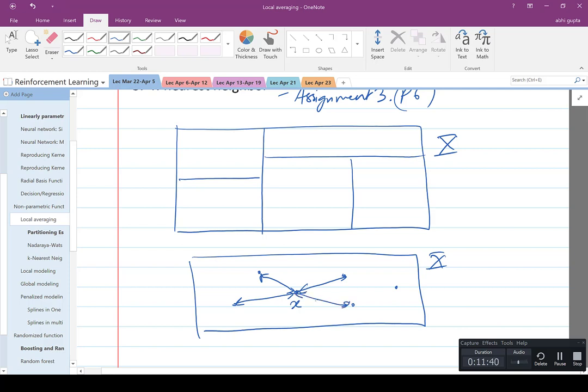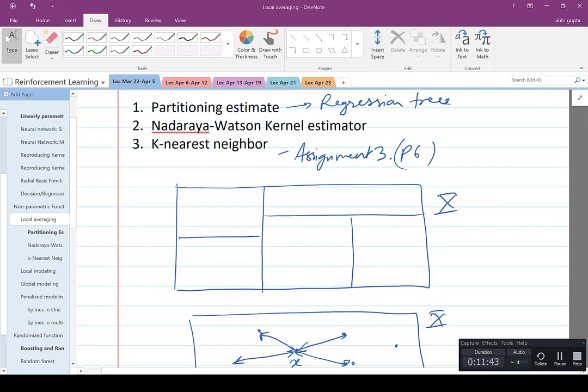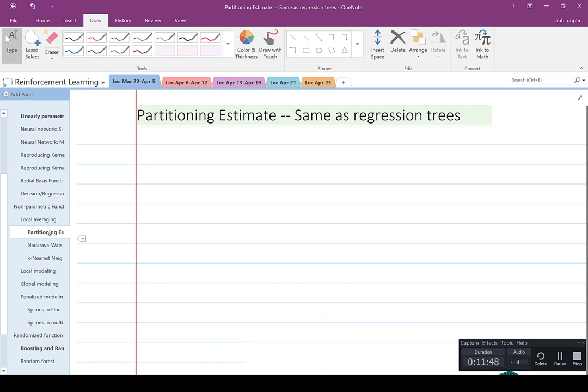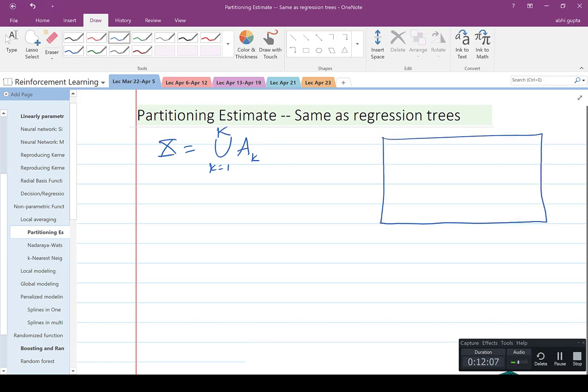Okay, so let's talk about the first part, which is the partitioning estimate or regression trees. As I mentioned earlier, partitioning estimate is the same as regression tree. So the idea is you divide the state space X into multiple regions, Ak, k equals 1 to capital K. Of course, you can make the Aks circular or rectangular or some sort of polygon, but typically in regression trees, you think of them as rectangles.